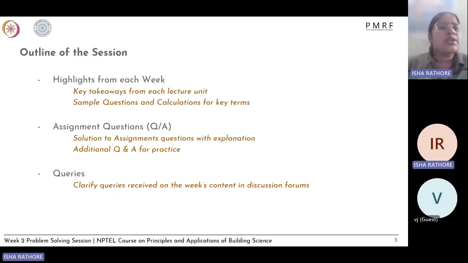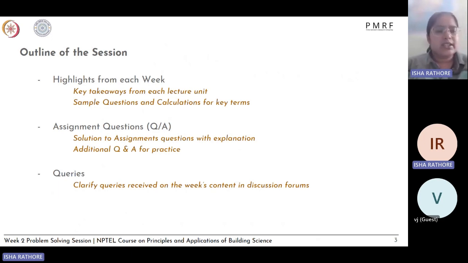So, as we saw in the last week's problem solving session also, the outline of the session is first we're going to look at the highlights from each week, where we talk about the key takeaways from each of the lecture units. And we also look at the sample questions and calculations for the key terms. And we would look at the assignment questions and the solutions to the assignment questions with their explanations. So these are questions which have been taken from the previous run of this NPTEL course, that is the 2022 run of the NPTEL course. And we will also look at sample questions and calculations as we look at the highlights as well.